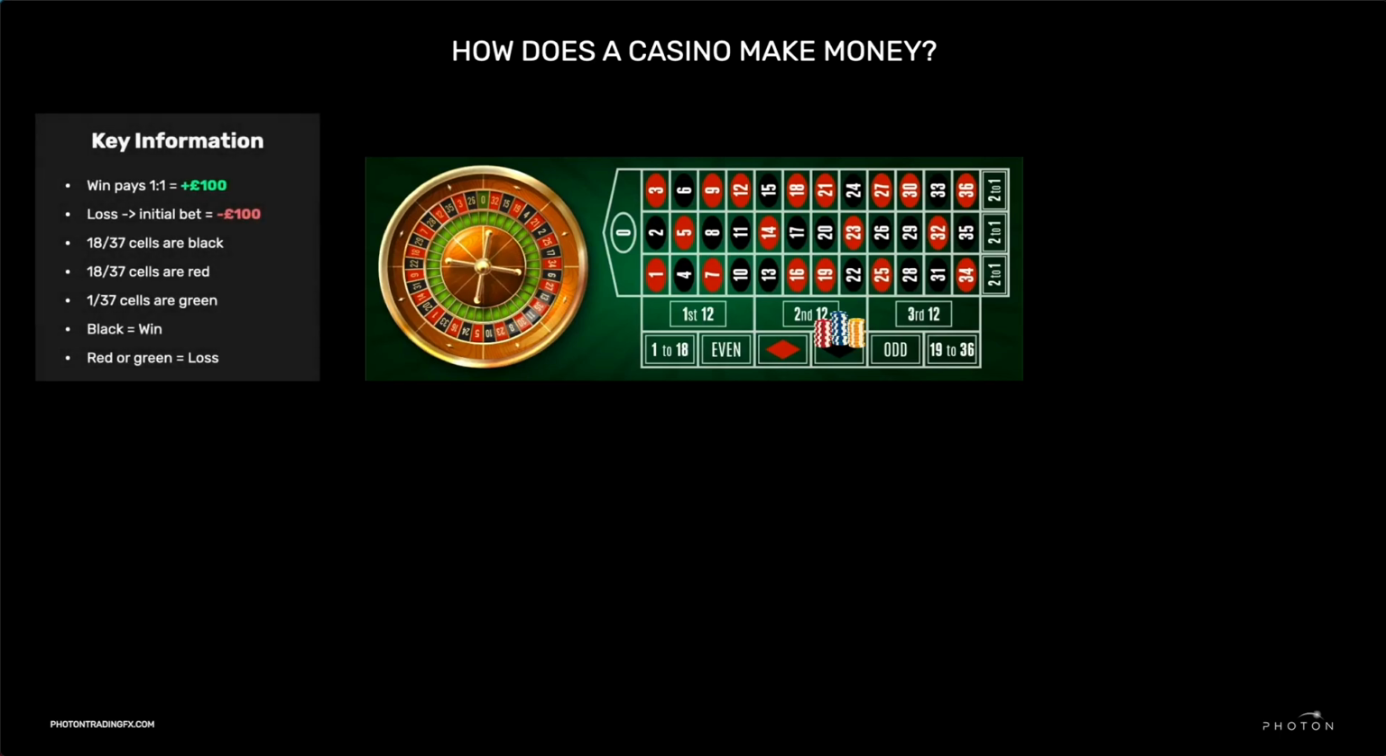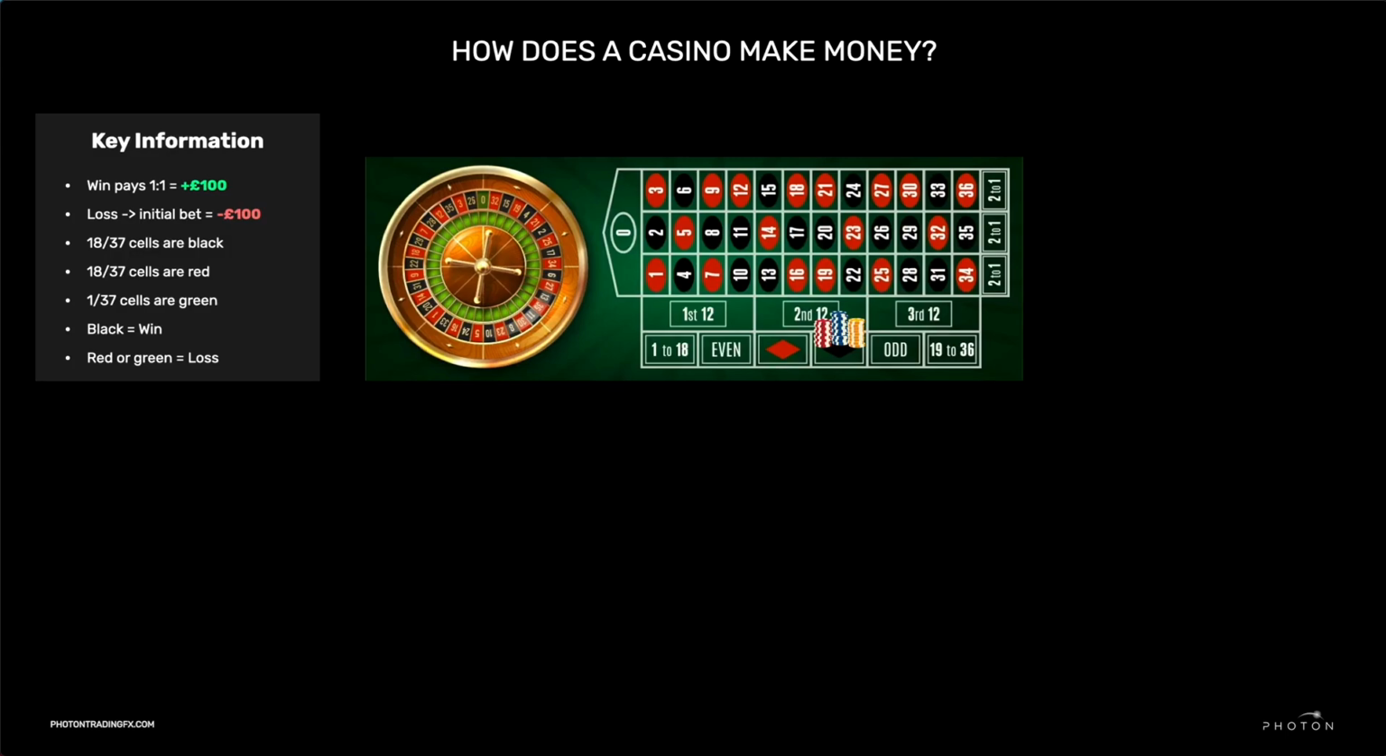Now, a few things we all need to know. A win pays 1 to 1. So that just means that we'll make a £100 profit if the ball lands on a black number and we win. Or if we lose, that will just cost our initial bet, which is obviously a £100 loss. So if the ball lands on a red number or the green 0, that will be a £100 loss. Now, out of the 37 total cells, 18 of those are black, which will result in a win. And then the other remaining 19 cells are either red or green, and those will result in a loss.